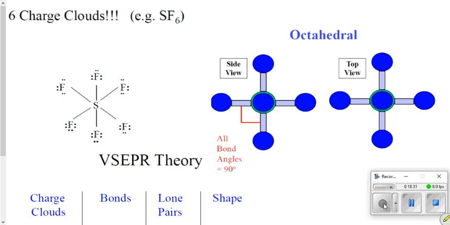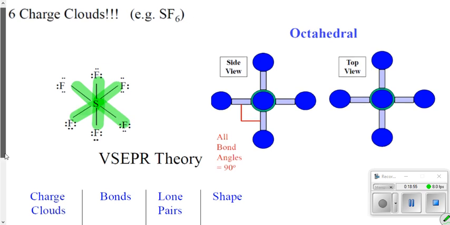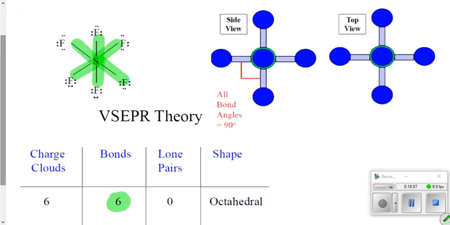Okay, so what are we going to do if we actually try to have 6 charge clouds surrounding a central atom? Again, we're going to start with all 6 charge clouds being in the form of bonds. Look at sulfur hexafluoride. This sulfur with 6 fluorines surrounding it has 6 charge clouds, all are going to be found in the form of bonds.